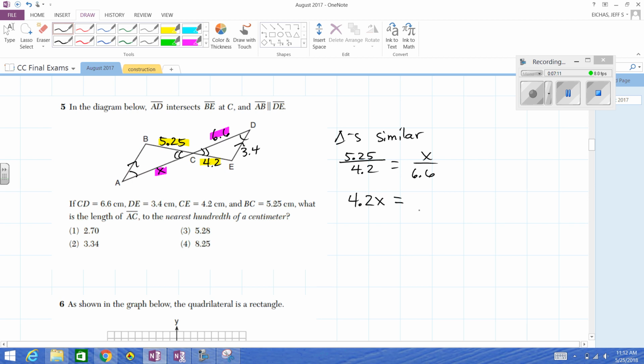4.2x will equal, let's see, 34.65 divided by 4.2. X is equal to 8.25. So there it is. All right, last one for this video.